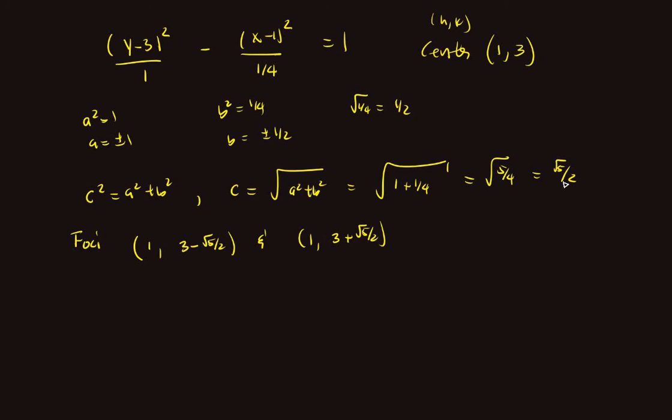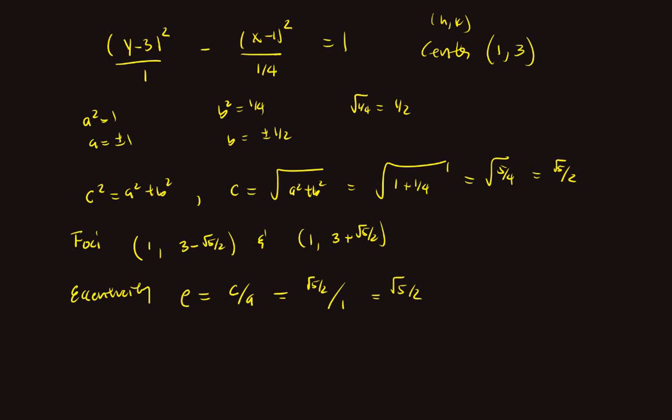We have c. Oh, let's calculate the eccentricity. E is equal to c divided by a, which is c, the square root of 5 divided by 2, divided by a, which is actually 1. Oh, look at that. It's square root of 5 divided by 2. It's kind of weird, but that's what it is.